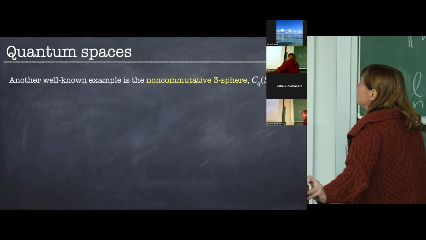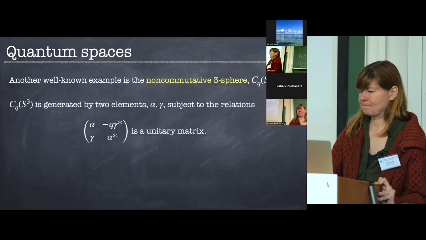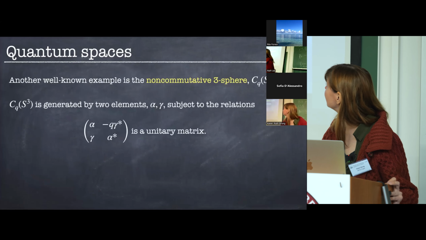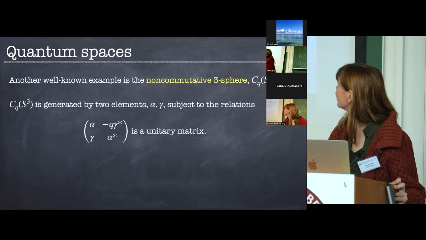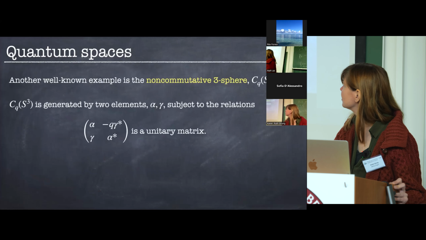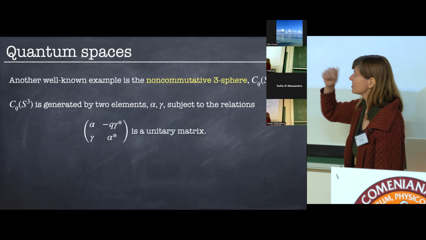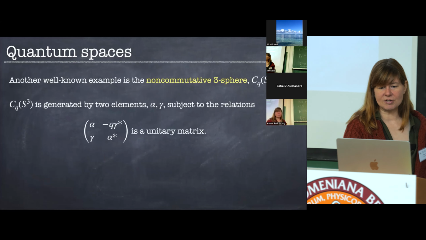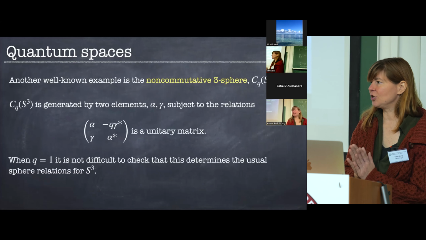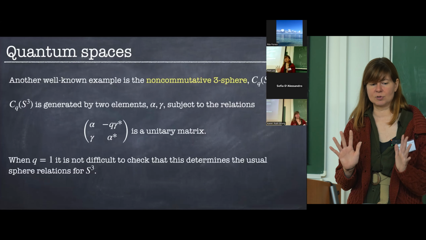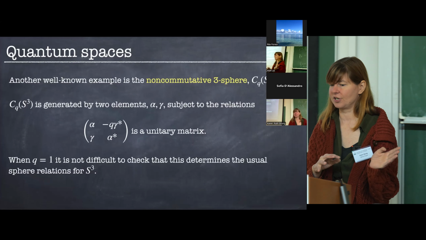Another well-known example is the non-commutative 3-sphere. So here we have a C-star algebra that's generated by alpha and gamma, subject to the relations that this is a unitary matrix. So we see the Q appearing here, and you can check that if Q is equal to 1, you're just going to get the usual sphere relations for functions on S3.